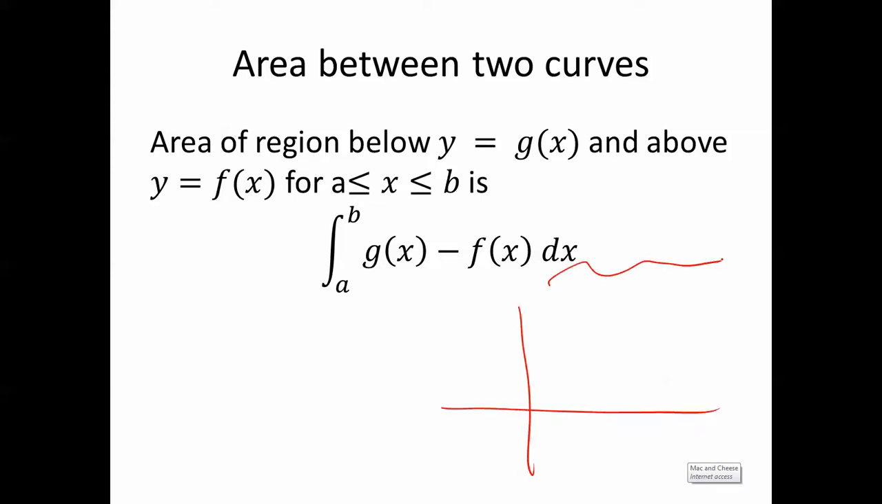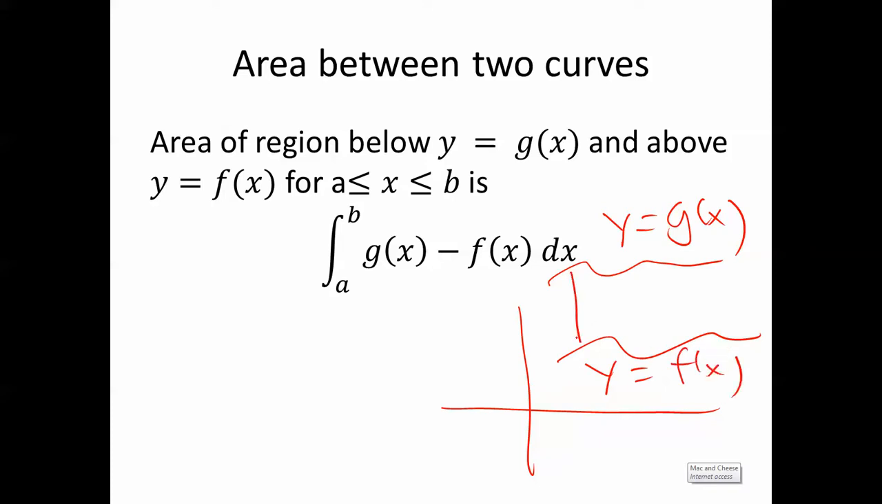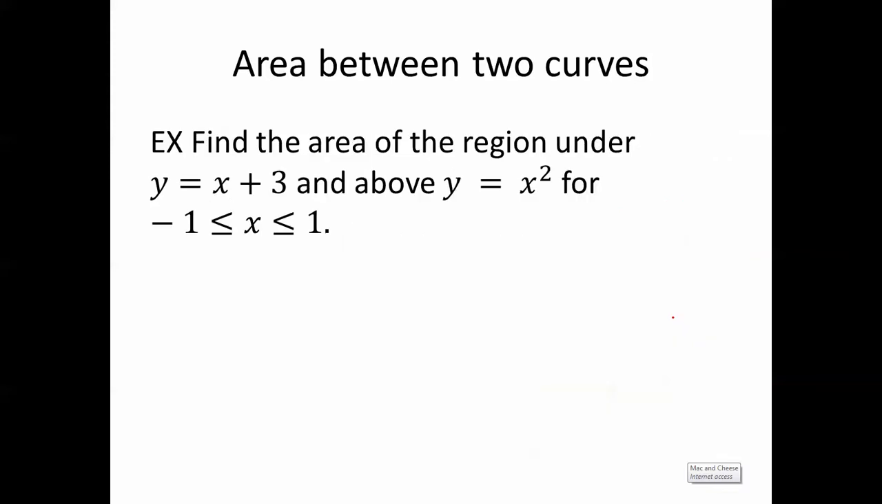So for example, if we have some curve y equals g of x, and we have some curve y equals f of x, and let's say this is a over here, and let's say this is b over here, this integral, the integral of g minus f, just represents the area of this region between y equals g of x and y equals f of x, a less than or equal to x less than or equal to b.